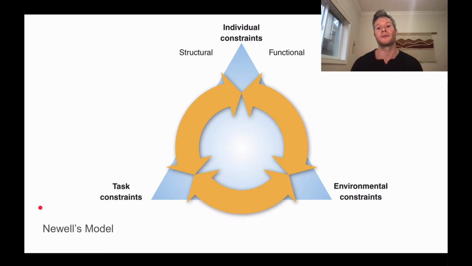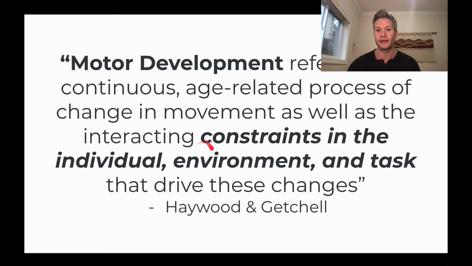So let me explain what this represents a little bit. Okay, so there's a bit going on here, so we'll just look at it piece by piece. If you remember our definition, it spoke about three things called constraints: an individual, a task, and an environmental constraint. A constraint isn't necessarily something that stops or inhibits movement from happening. And this whole model is explaining movement. How does each of these components interact and relate to one another and affect movement, right? That's what it says back here. What drives these changes on these interacting constraints, okay?